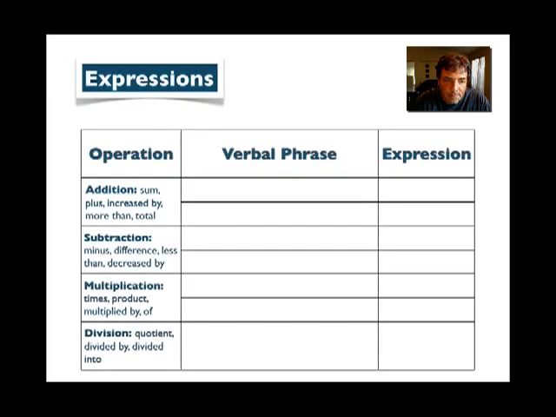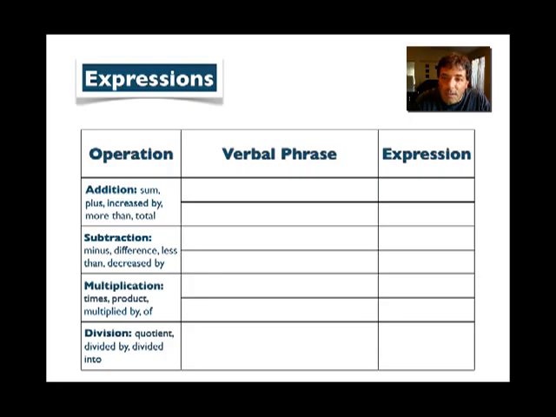Here's a little table. And on this table, we're going to talk about expressions. So you see the four operations: addition, subtraction, multiplication, and division. And next to each one of the operations are some words that relate to it. So like for addition, we have sum and plus and total. For subtraction, you see the words minus, decrease by. For multiplication, times, product, the word of. I'm not sure if you know that, but the word of means multiply in math. And finally, for division, we have words like divided by, quotient, and so on.